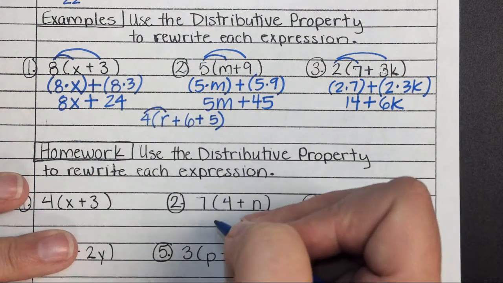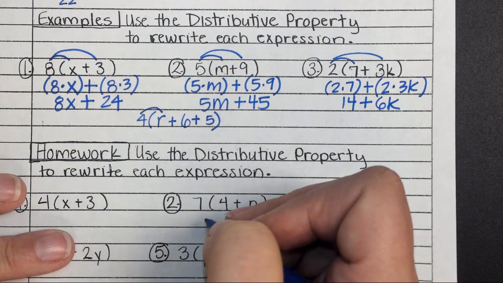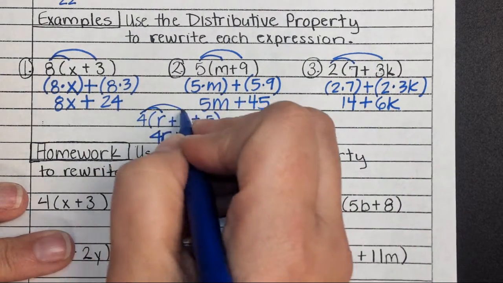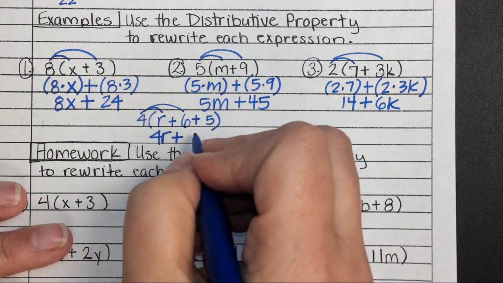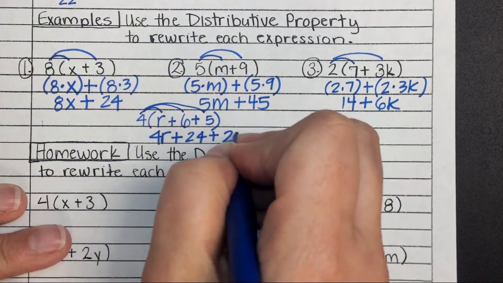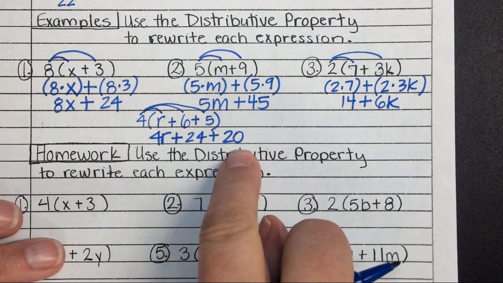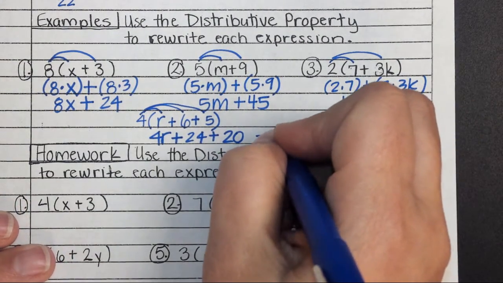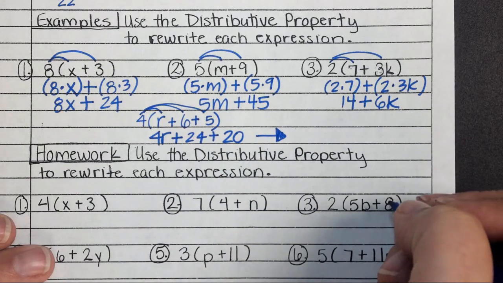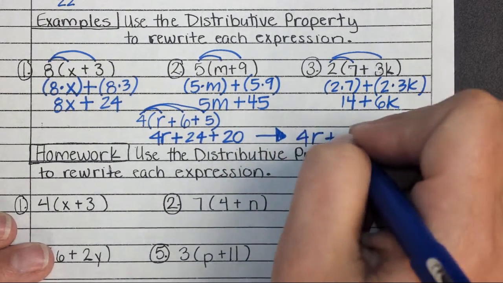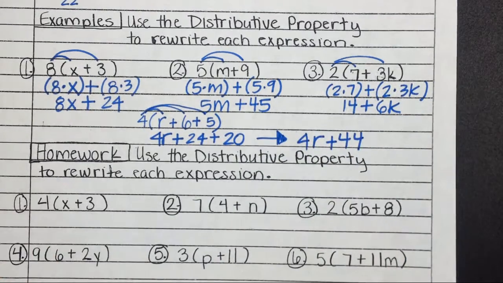4 times r, we're going to take a little shortcut. How would we write 4 times r? 4r. Okay, plus, what's 4 times 6? 24. Okay, and what's 4 times 5? 20. Is there anything there I can combine? Oh, 24 and 20. Okay, so this would become, I'm not using an equal sign, I'm just telling you this is going to become this because I ran out of room. So 4r plus 44. There you go.